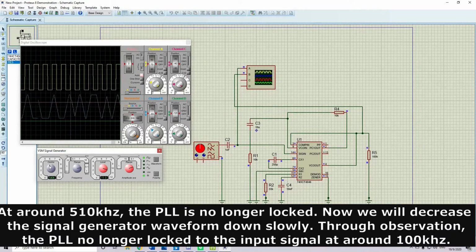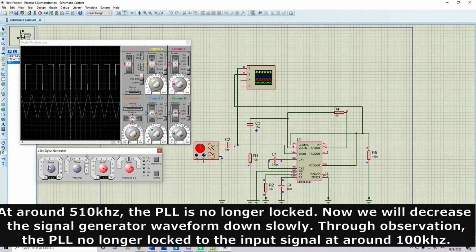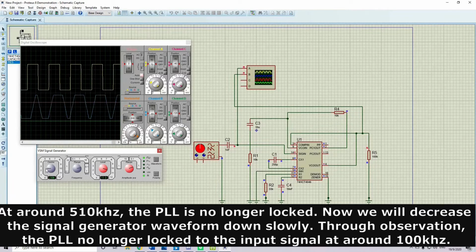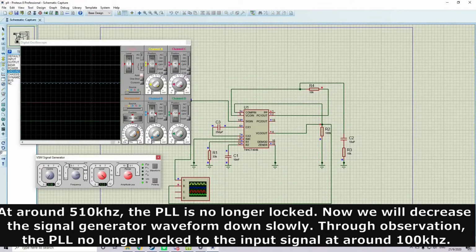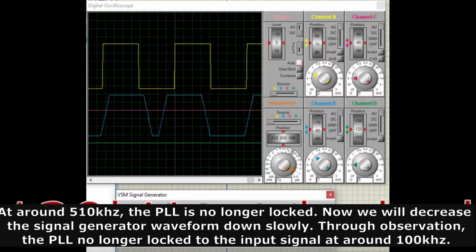At around 510 kHz, the PLL is no longer locked. Now we will decrease the signal generator waveform down slowly. Through observation, the PLL no longer locked to the input signal at around 100 kHz.